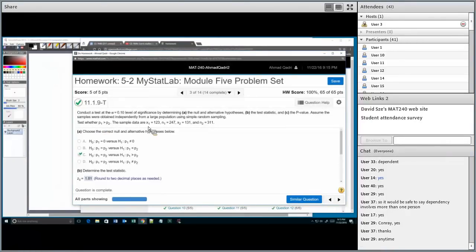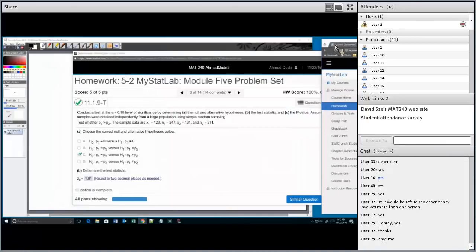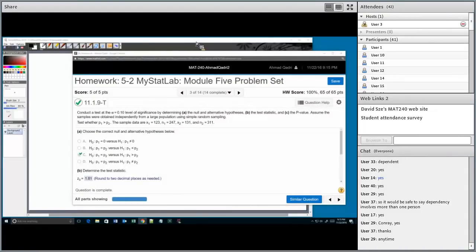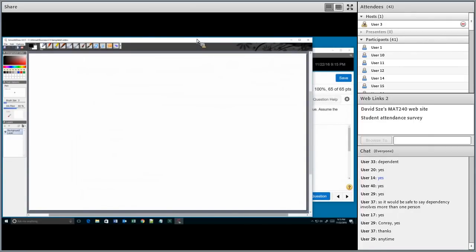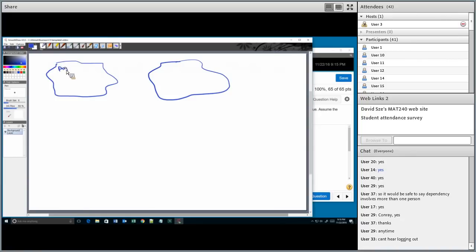And the sample data is given here. So here's what's happening. So let me now tell you what is going on here. Okay. So let me make this a little bigger here. So what you have is you have these two populations. This is population 1. This is population 2. Okay. So there are two populations.